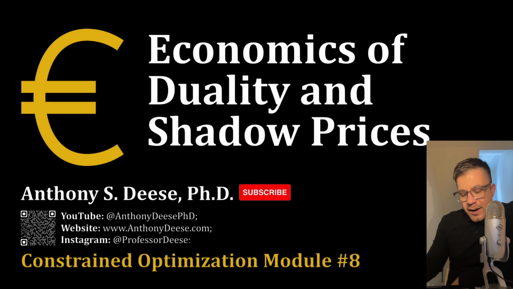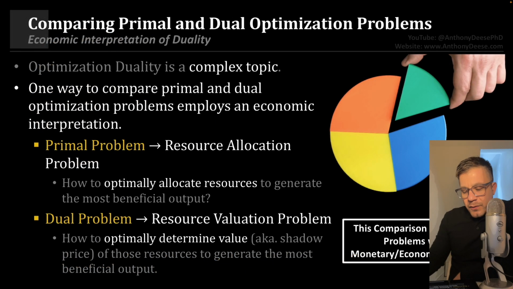Welcome to the eighth and final module in our series on constrained optimization. This discusses an economic interpretation of duality and shadow pricing. We've seen over the last 7 modules that duality as applied to optimization is a pretty complex topic. And one way that we can compare the primal and dual optimization problems, as well as the solutions that they yield, employs an economic interpretation.